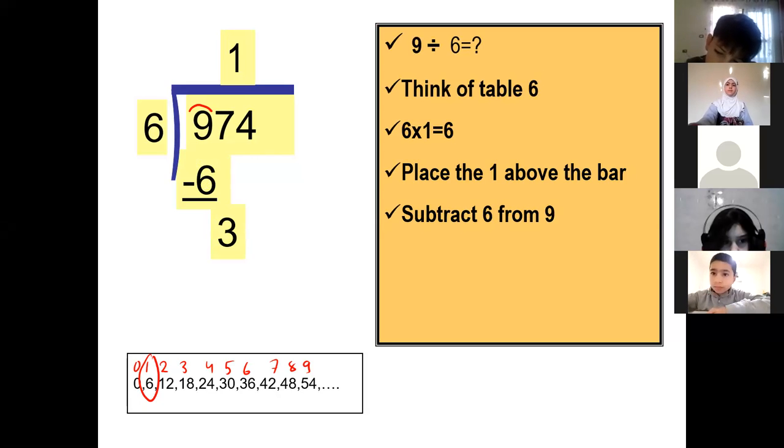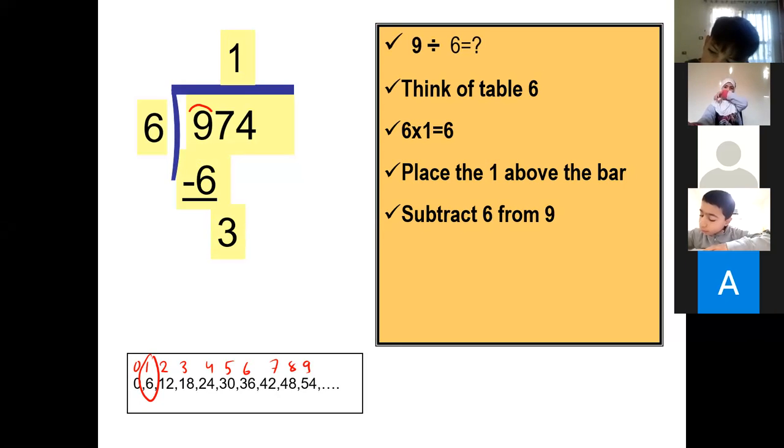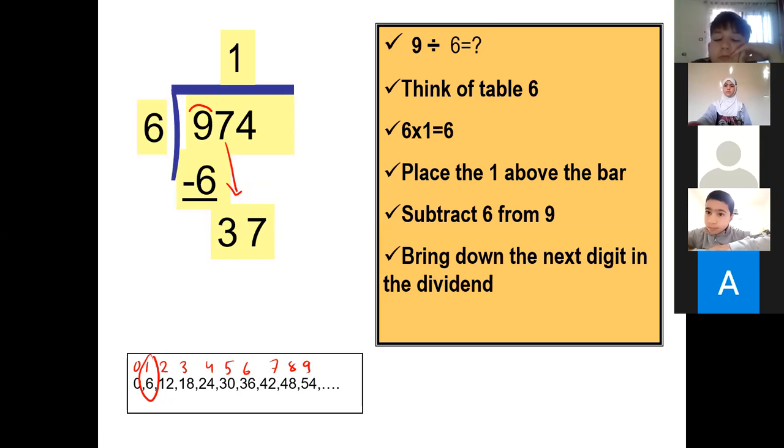Now what shall I do, Asil, when we subtract both? Repeat, what shall I do? Copy, bring down which digit? Four. Asil, after subtraction, we bring down which digit? Which digit comes next to 9? 7. 7 in the dividend, so we bring down 7. Now it's 37. What shall I do now, Asil? We look at the table and we choose the closest number. Which number is very close to 37?